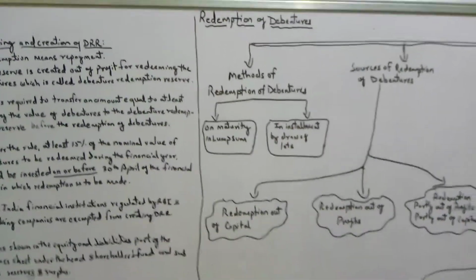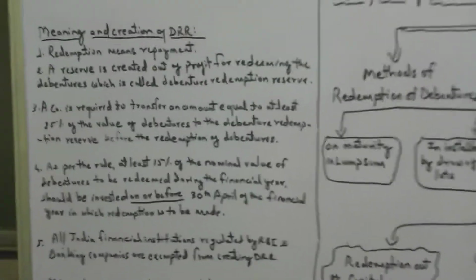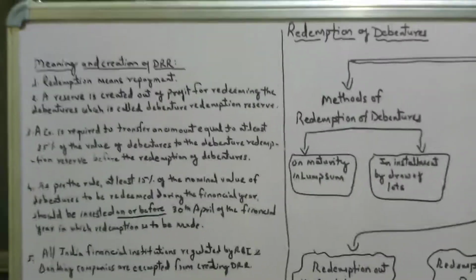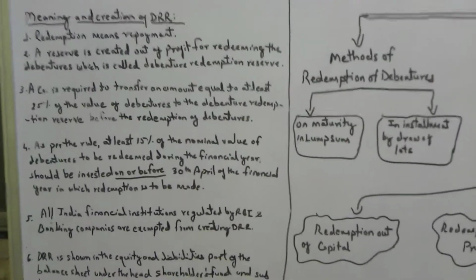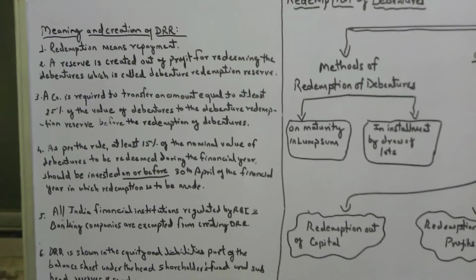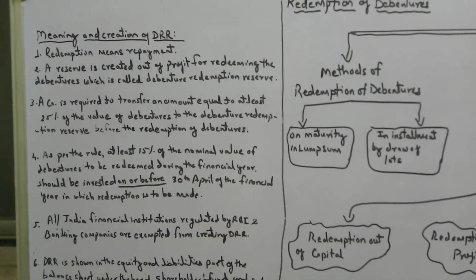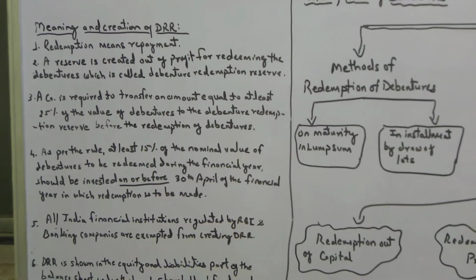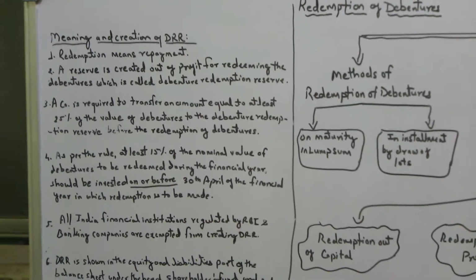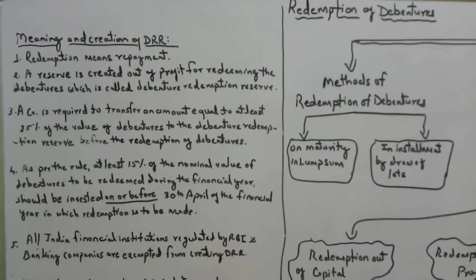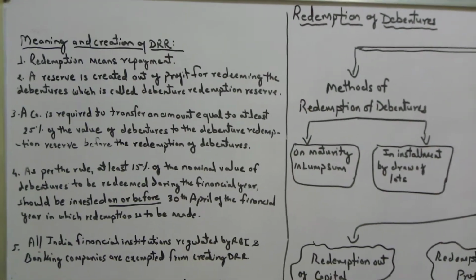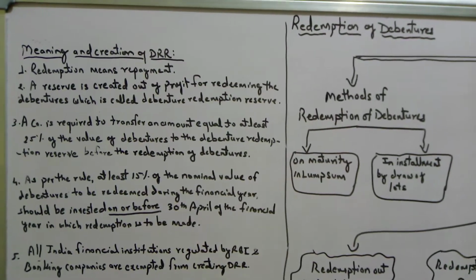This video we will be taking up the topic of redemption of debentures. So let's start the topic. First of all, on the left hand side I have written the meaning and how to create DRR. Redemption means repayment. What we are doing here is repayment of debentures to the debenture holders. Second point says a reserve is created. How will you create the reserve? So the reserve is created out of the profit for redeeming the debentures, which is called debenture redemption reserve.